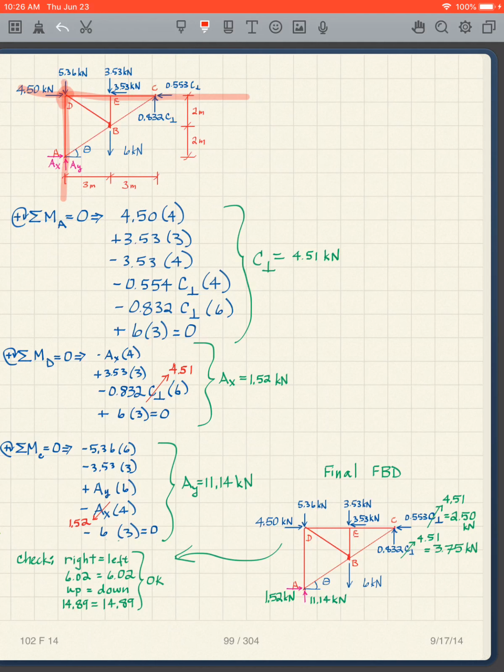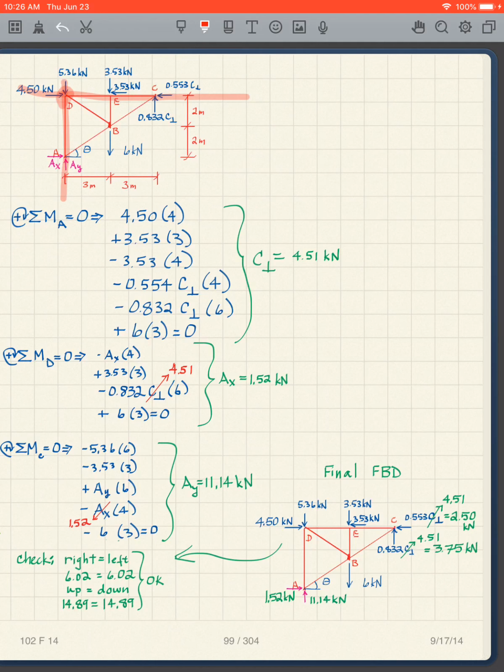So what we're going to learn as we go along is that when you look at these trusses, there are going to be times you can make your life a lot easier when you choose certain points to take moments about. So this is a little bit new. You're going to need to look for various points to take your moments about.